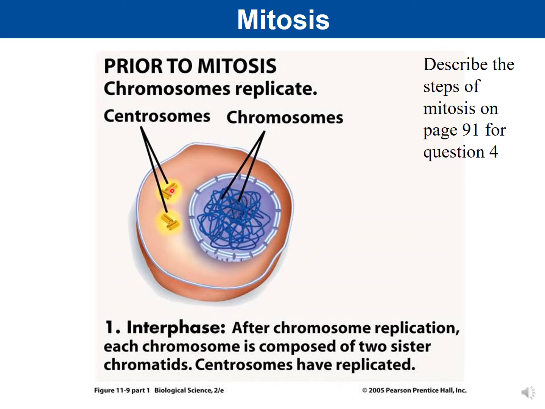So you'll see that in a minute, but during interphase, we get duplication of centrosomes, because during mitosis, these centrosomes are going to go to opposite ends of the cell. So in interphase, we have our centrosomes that are being replicated.